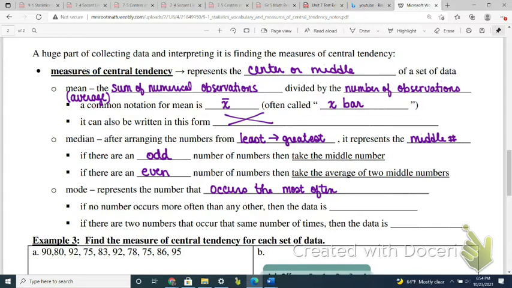If there is no mode, or if no number occurs more often than any other, in other words, every number occurs one time, the data is said to be amodal. If there are two numbers that occur the same number of times, then the data is bimodal. So you can have more than one mode. You can only have one mean, you can only have one median, but you can have more than one mode.